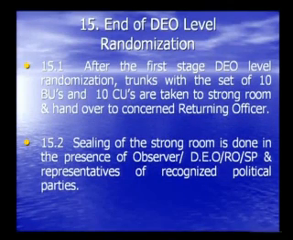Sealing of the strong room is done in the presence of the observer, DO, RO, SP and representatives of recognized political parties. In some cases, the observers do not reach by that time. So in case of their absence, the entire process is done in front of the returning officers, SPs and representatives of recognized political parties.